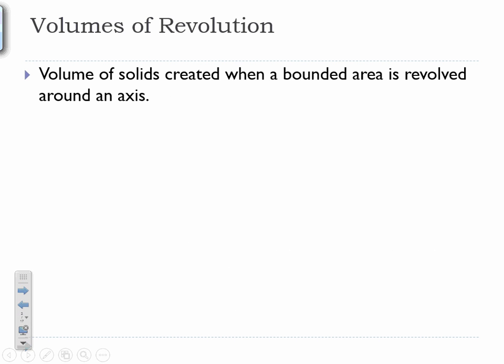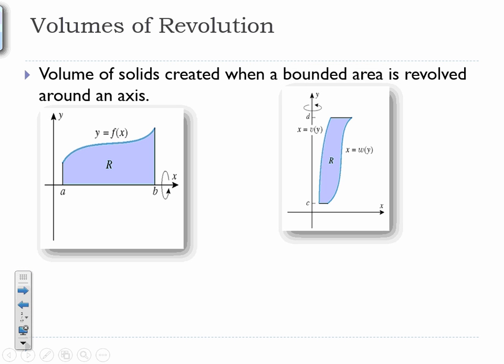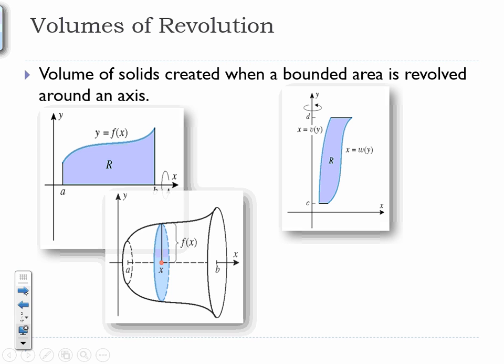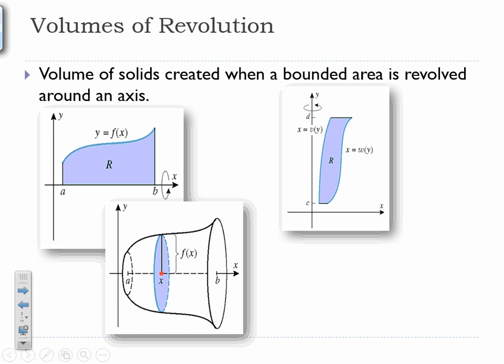So we are going to take a bounded area and revolve it about an axis or a line, and we're going to get a volume. So here are two bounded regions. If I take this and I rotate this region about the x-axis, we get this solid right here. Looks kind of like a glass or a vase.